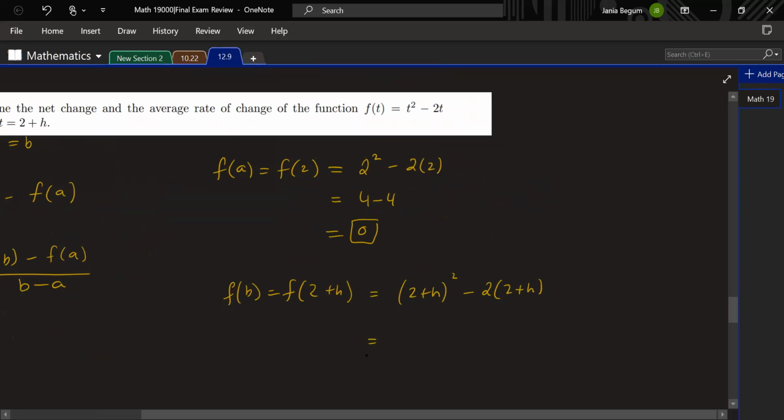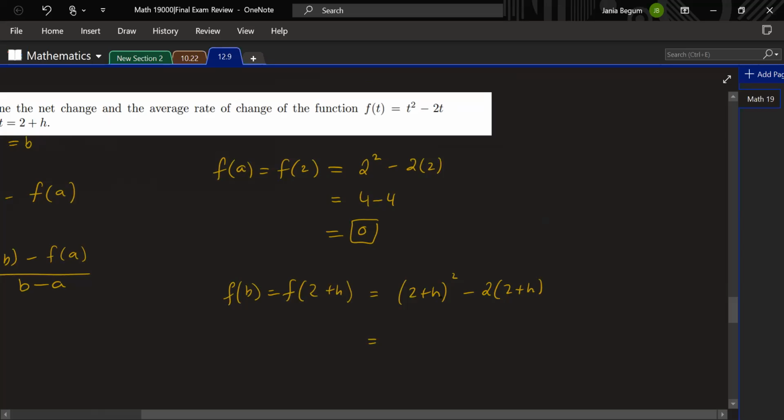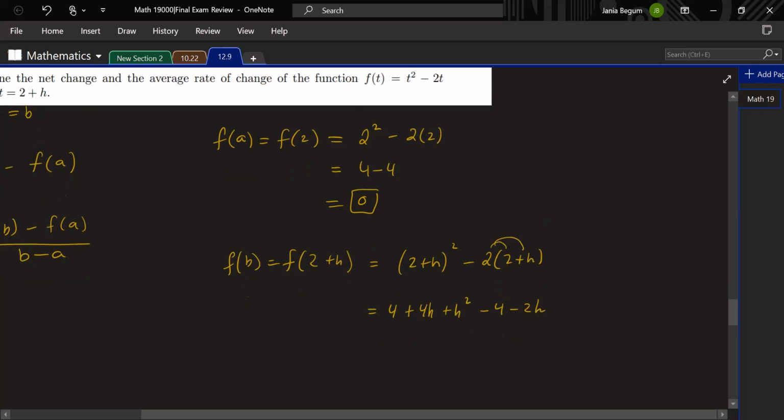So now this one you have to expand because it's going to give us a lot of terms. Okay, so 2 plus h squared, that's 4 plus 4h plus h squared. And then here I distribute the -2. It's -4 minus 2h. And then by combining like terms, the 4 and -4 cancel out. And 4h minus 2h, that's 2h plus h squared. And that I cannot simplify, so that will be my f of b expression.